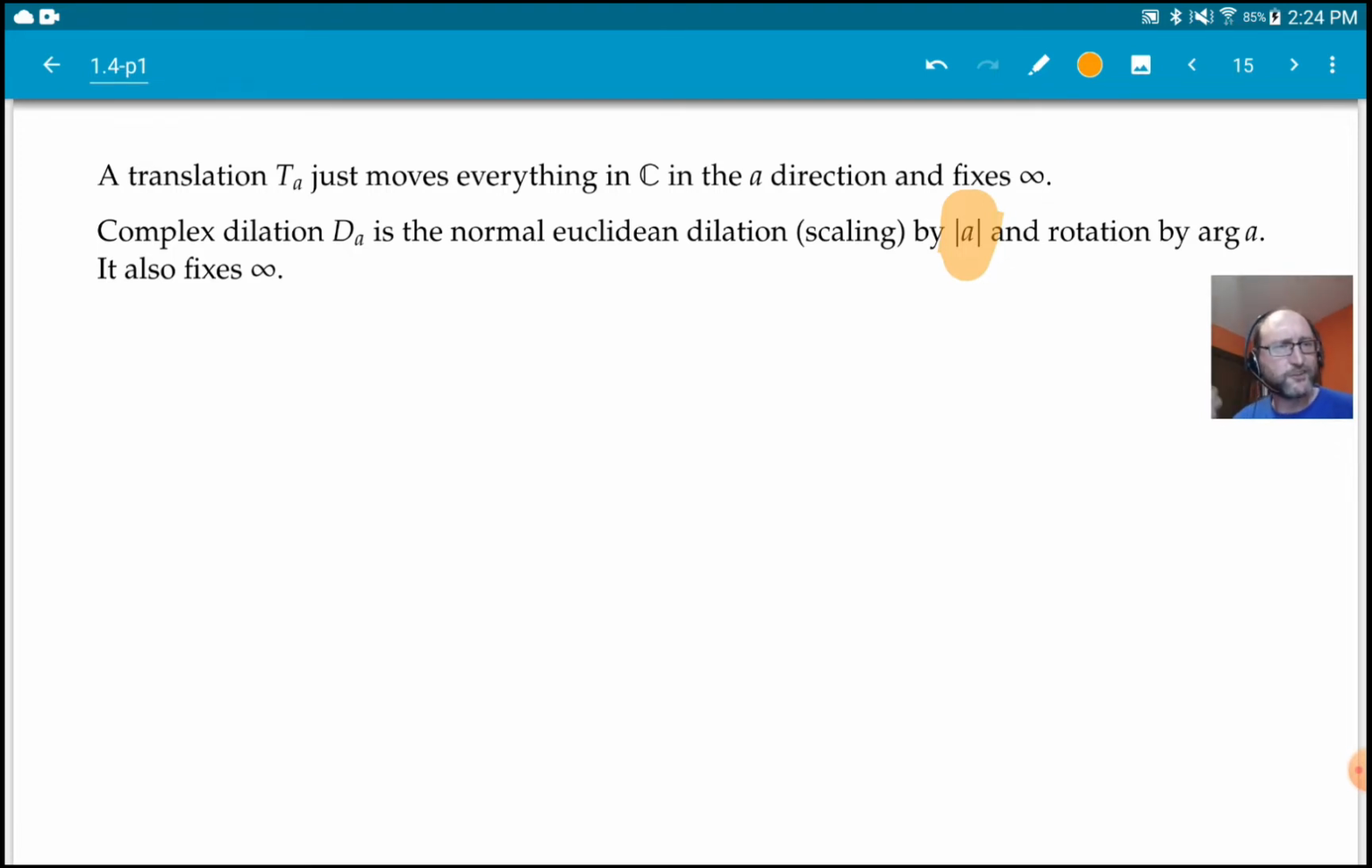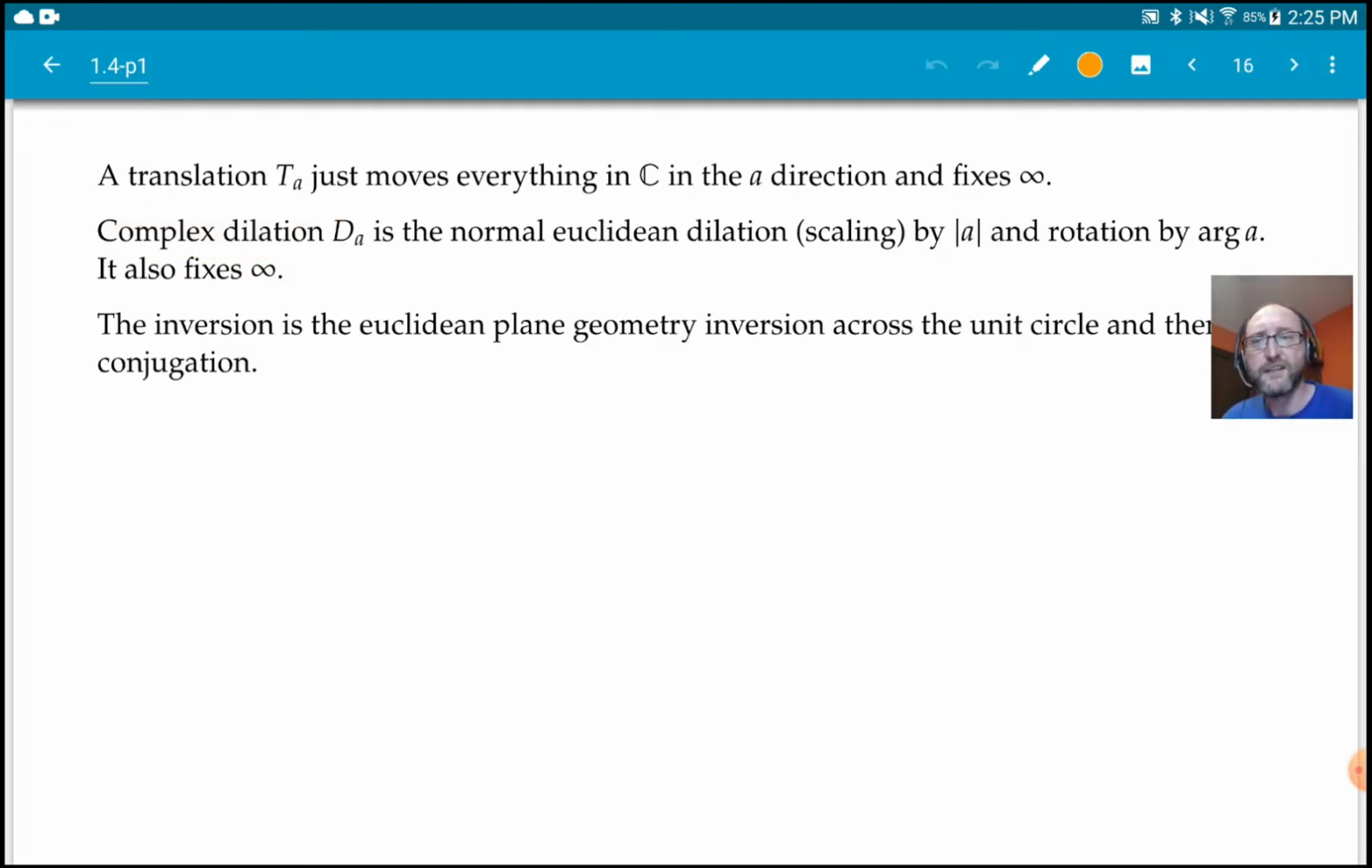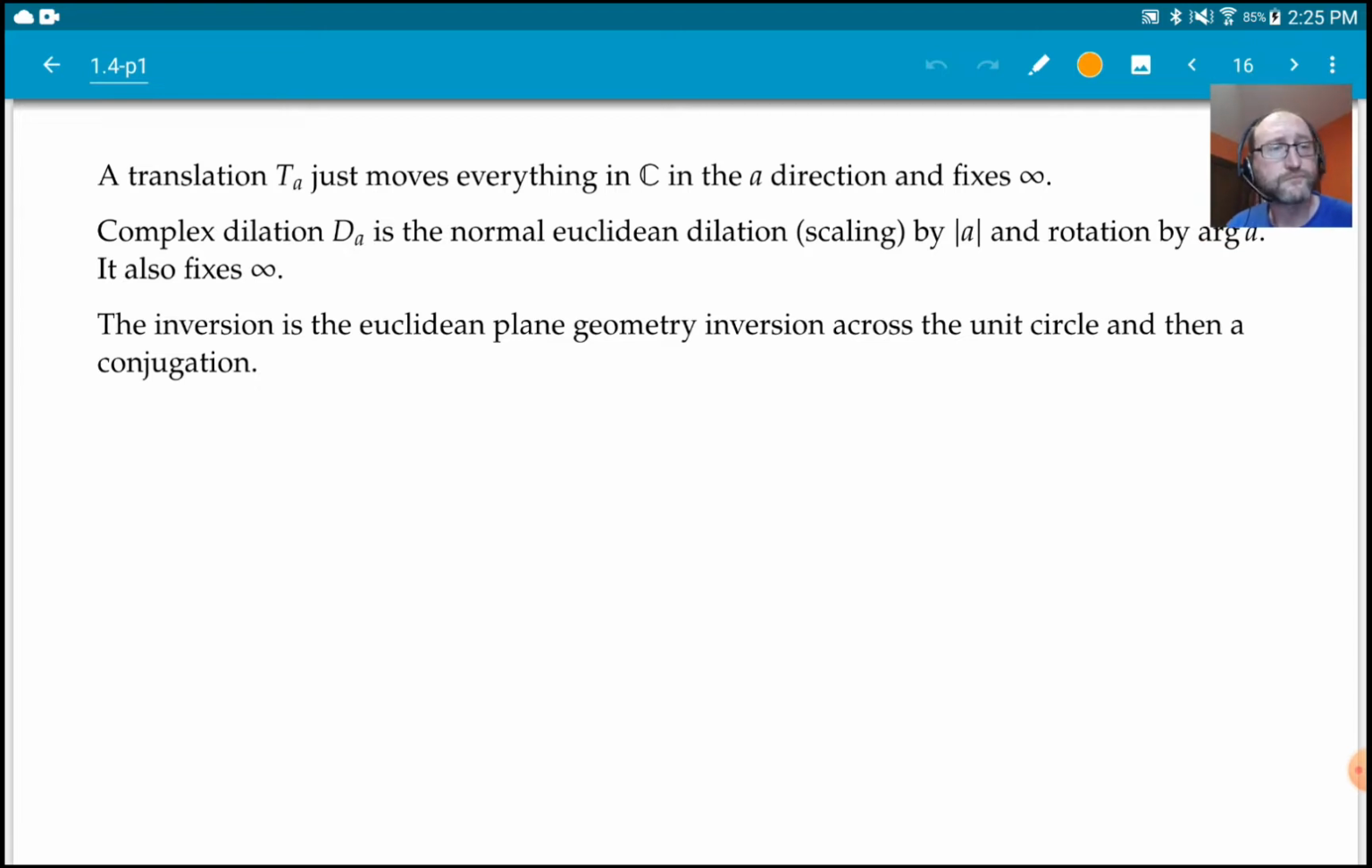So in standard Euclidean geometry, you would have those two guys. Now we can do it with just one, by complex dilation. And that's really why you make it a different term, instead of just saying dilation, because then you could think of the Euclidean dilation. Oh, and by the way, that also fixes infinity because it's a times z, it's a polynomial again.